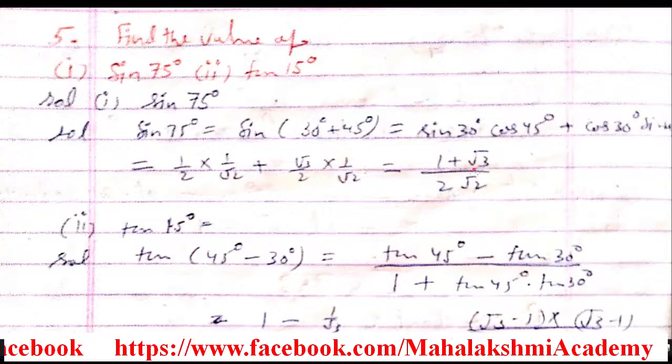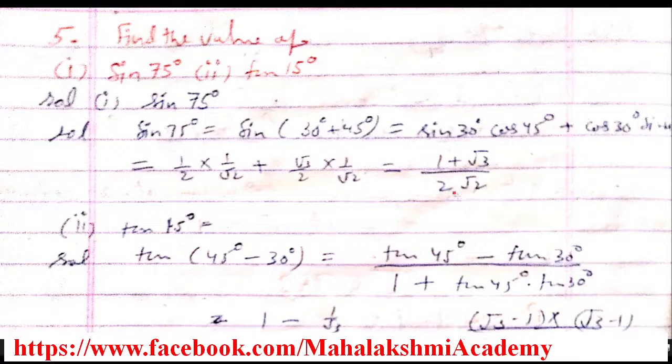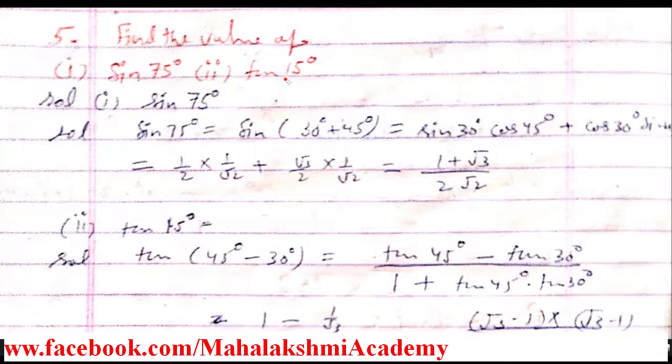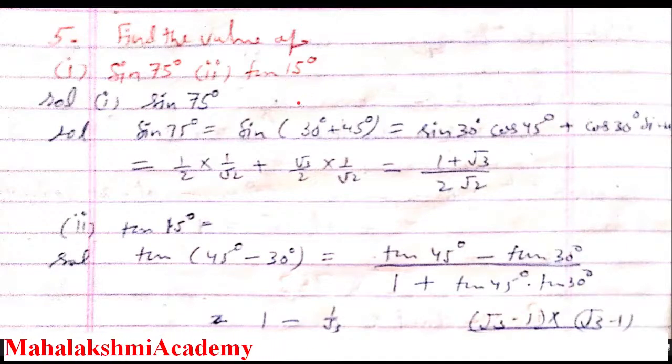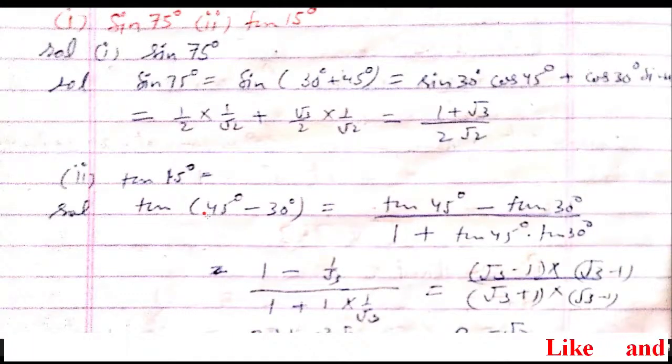That will give you (1 + √3)/(2√2). Now tan 15. Is the 15 degree angle there in the trigonometry table which you learnt in 10th class? No, it isn't. That's why we will convert this 15 degree angle into some known angles. So we can write 15 as 45 minus 30.